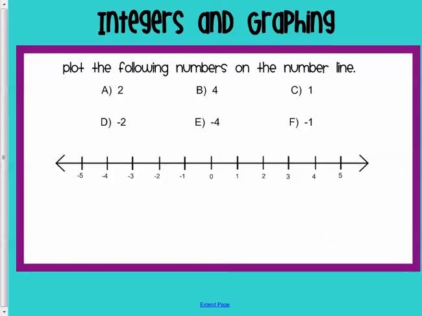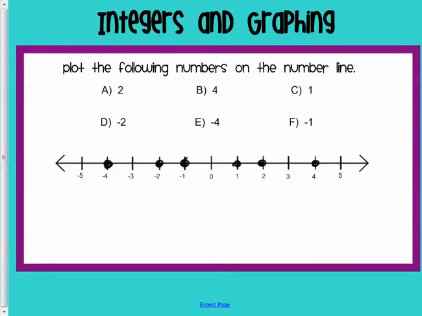Okay, so here's what you need to do. First, you need to plot the opposite. Notice that 2's opposite, 4's, and 1's are on here. So the opposite of +2 is -2. Notice that they're the same distance from 0 on the number line. Same with -4 and 4. And finally, -1 and 1. Do you see that both of these are the same distance from 0?